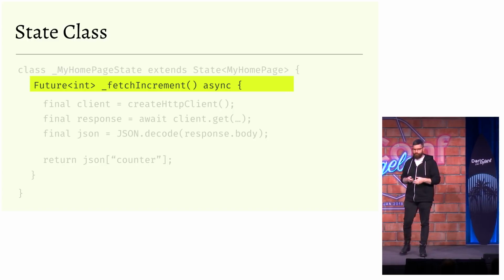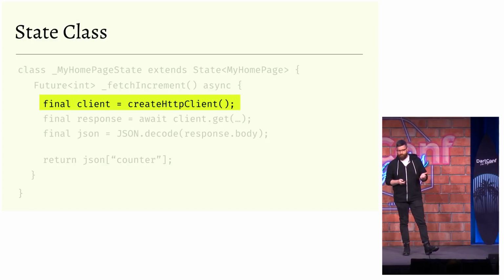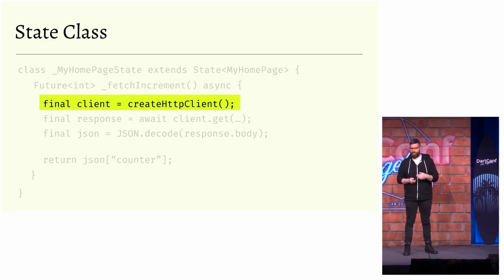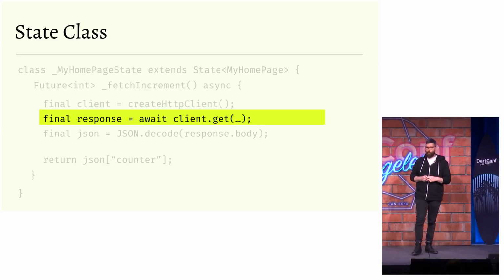It'll return a future with an integer involved. And then we'll create an HTTP client in there. We'll actually go ahead and await for the client to get the information from our web server.